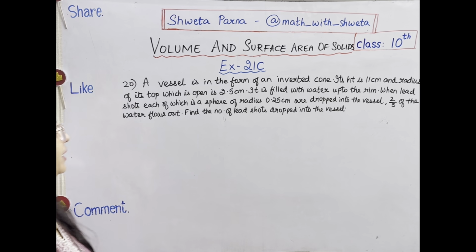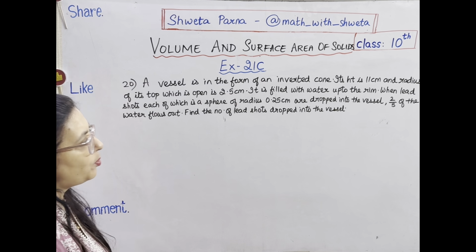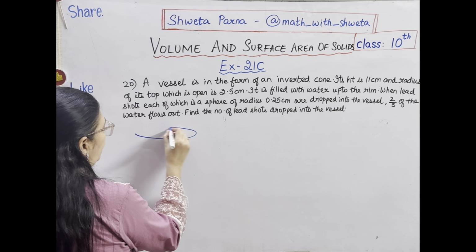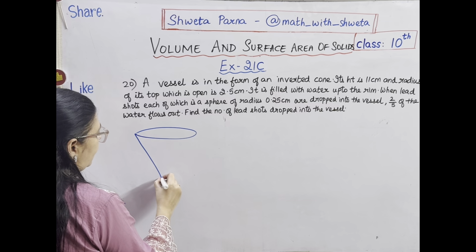Okay, to question number 20, children. A vessel is in the form of an inverted cone. So let's draw an inverted cone. In an inverted cone, the circle is at the top.